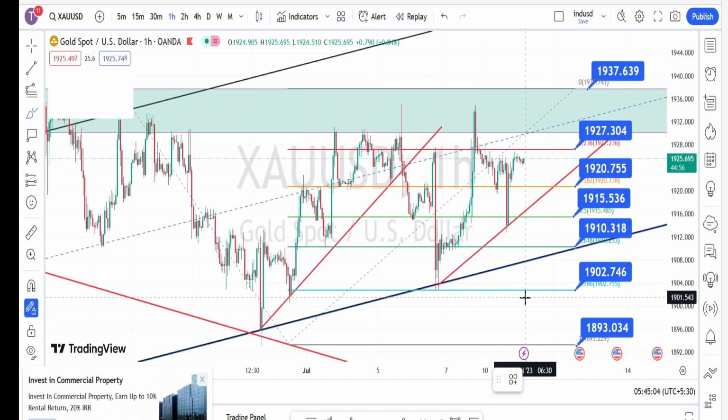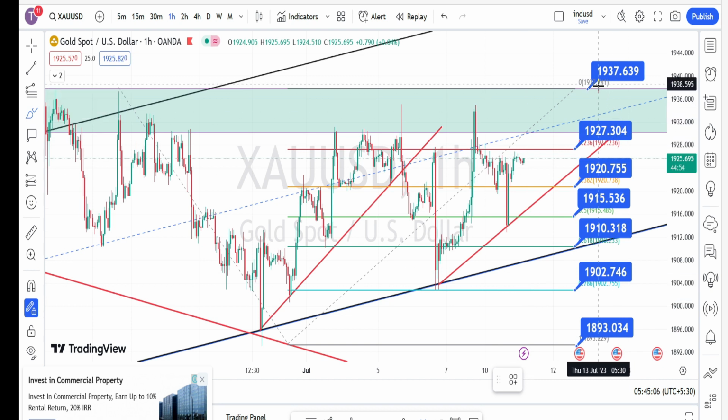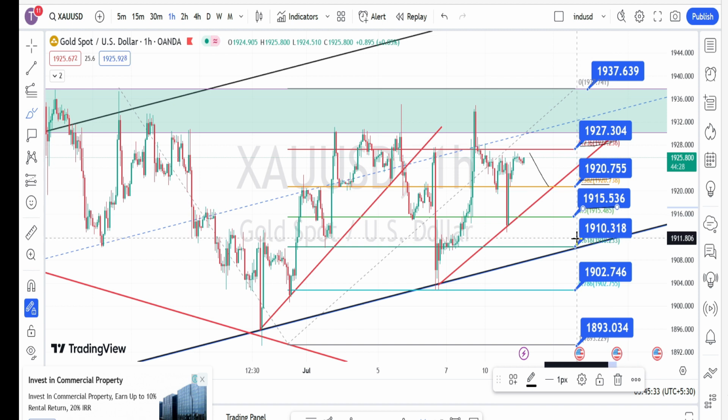And when we look at the support and resistance levels, currently the price action is trading between the resistance level of 1927 and support level of 1920. And if the price action bounces back from this resistance level of 1927 on the bearish side retracement, breaking the current support level of 1920, the next level of support is going to be around 1915, 1910, 1902 and 1893.